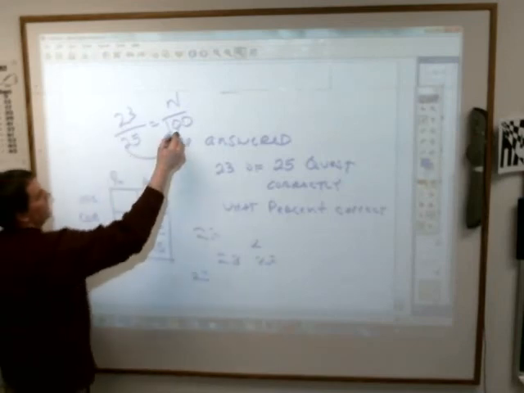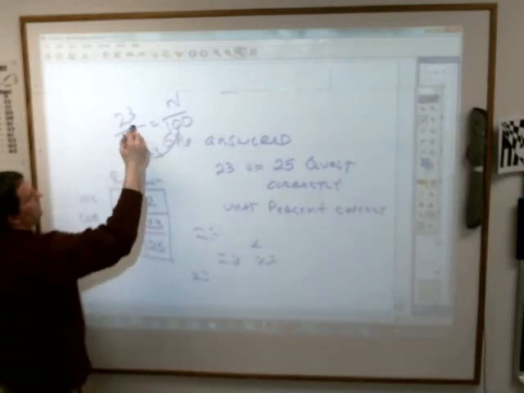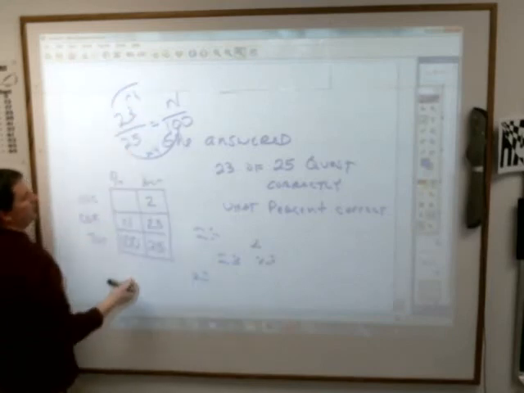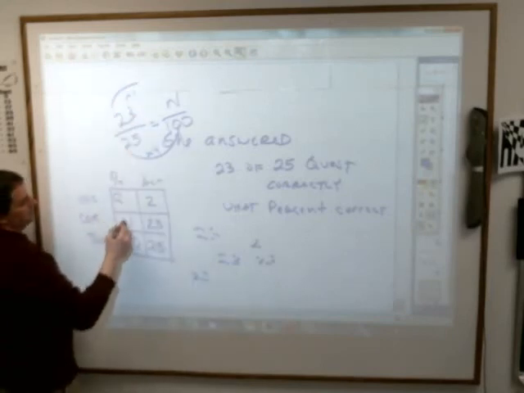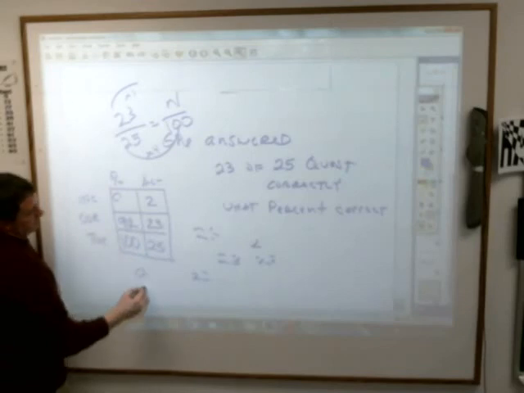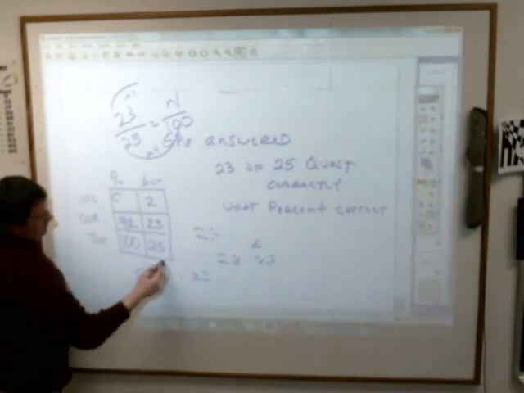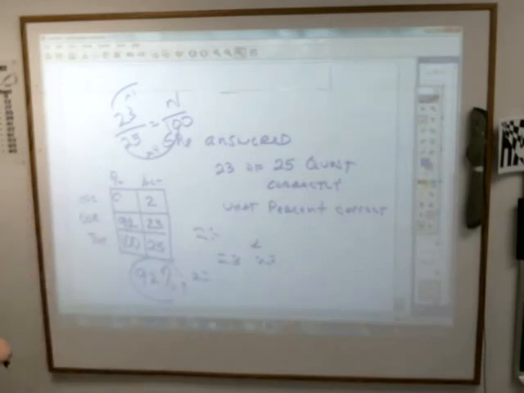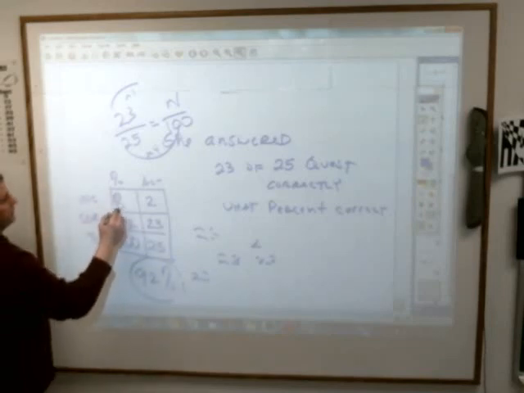Because 25 times 4 is 100, 23 times 4 is 92. And that is your percent. What was your percent wrong? 8%. 8%, if you're filling in the block.